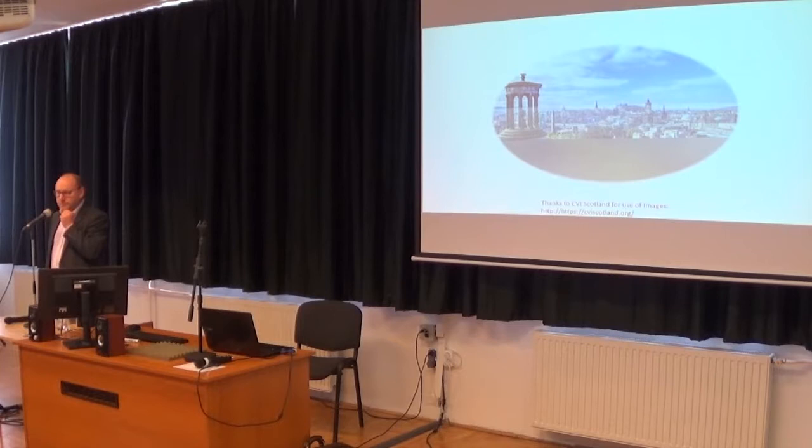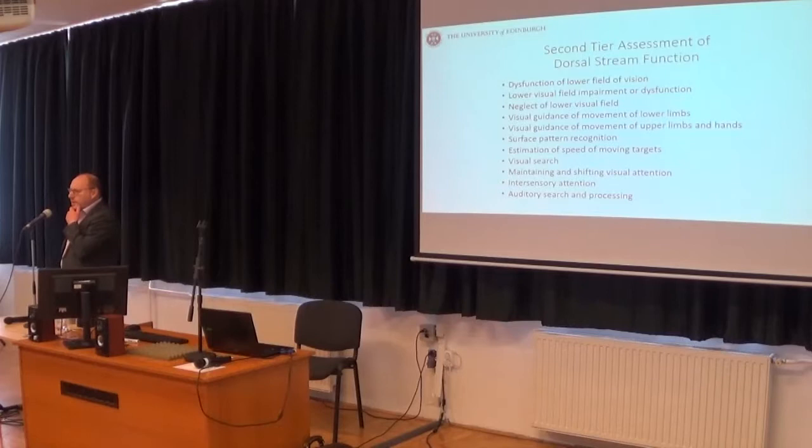And so that whole entire bottom two quadrants, bottom left and the bottom right quadrant, is completely gone. So many children have a low visual field deficit. So when I'm looking at the second tier, I need to look at low visual field.